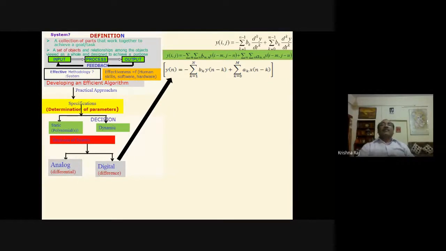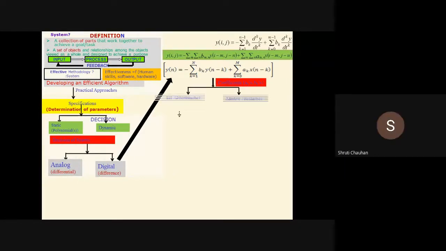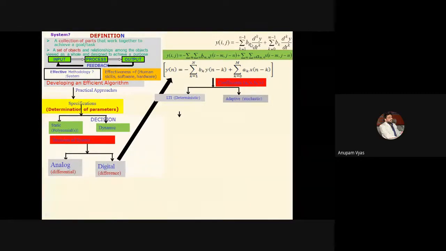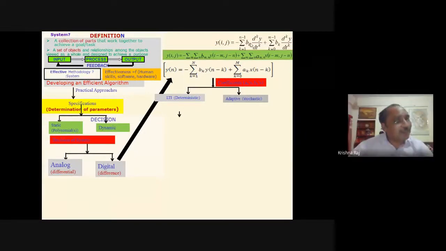Now suppose this is the equation here. Which type of system is this? Dynamic analog system. Now suppose these coefficients are ak's and bk's. Here we have written both the same, but one must be bk and the other must be ak. If these are not changing their values with respect to time, what is the meaning of this? That is the category of the linear time invariant.